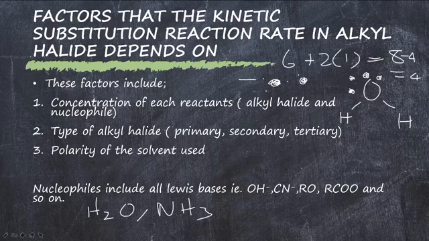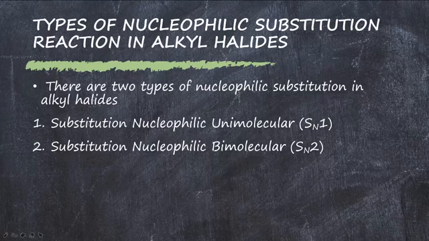And that's why they are also Lewis bases. Okay. Now, types of nucleophilic substitution reaction in alkyl halides. There are basically two types of nucleophilic substitution in alkyl halides. The first is substitution nucleophilic unimolecular, or SN1, the short form which I'm going to be using most of the time. The second is substitution nucleophilic bimolecular, also called SN2.